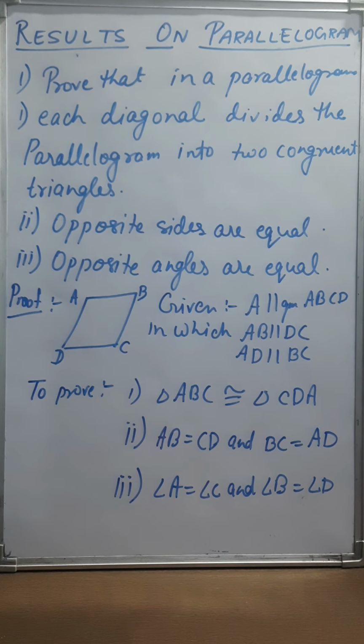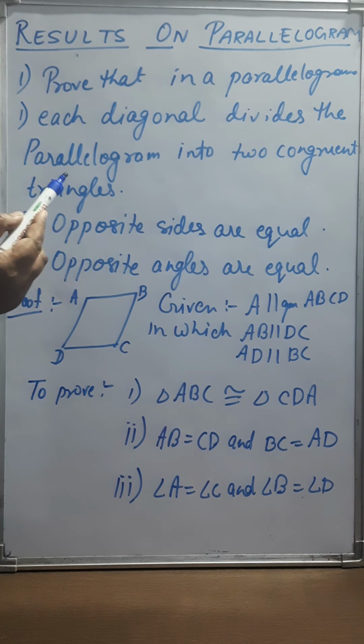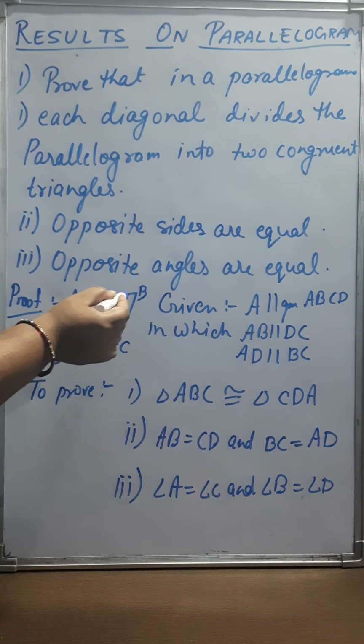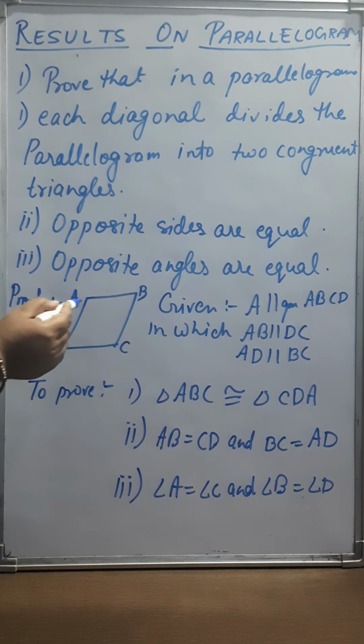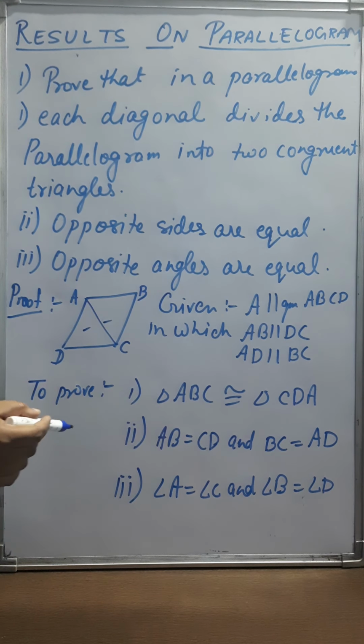Today we will discuss some results based on parallelograms. The first result says: prove that in a parallelogram each diagonal divides the parallelogram into two congruent triangles. Second, opposite sides are equal, and third, opposite angles are equal in a parallelogram. So here I took a parallelogram ABCD, in which if I join a diagonal AC, then we have to show that these two triangles will be congruent. This means ABC is congruent to CDA.